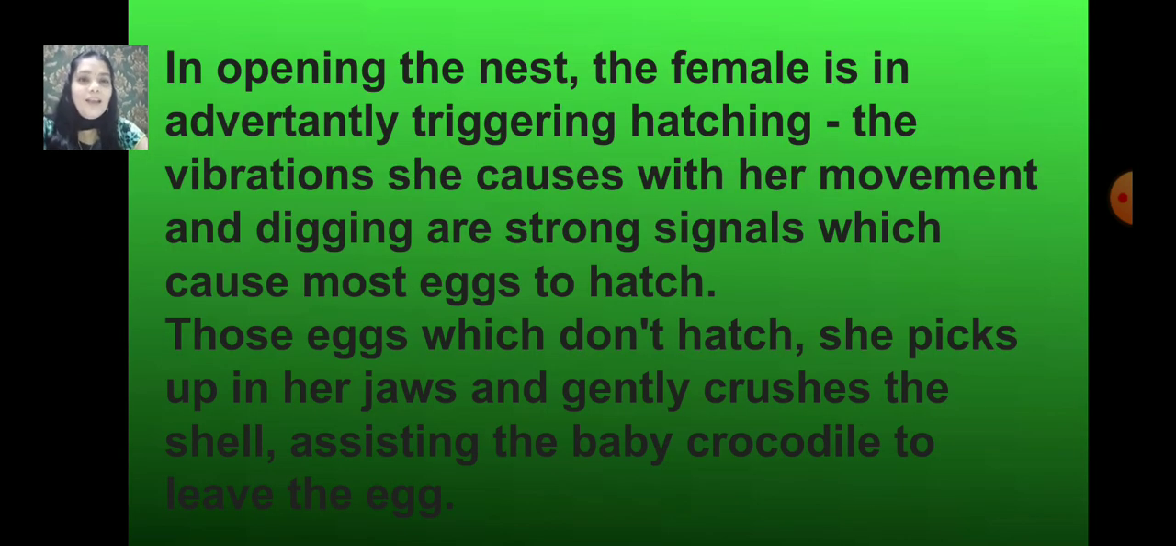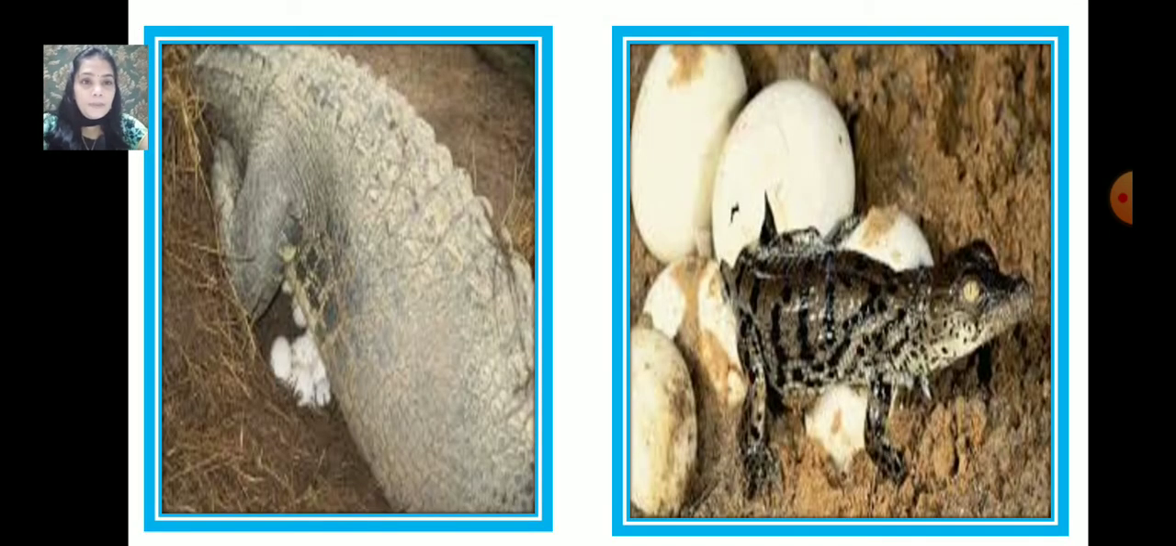Yes. Okay, now let's see the picture. Yes, see, this is how it builds the nest with grass, leaves and sticks, and it digs the holes and then around that it builds the nest and then it will cover it and then it will go in the water. So baby crocodiles are coming out. So when these crocodiles are so big and so heavy, right? So when it is moving and when it is digging the nest, some vibrations are created and due to those vibrations the baby crocodile comes out like this.